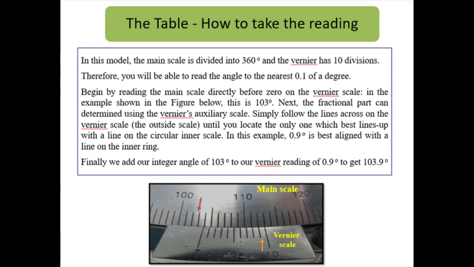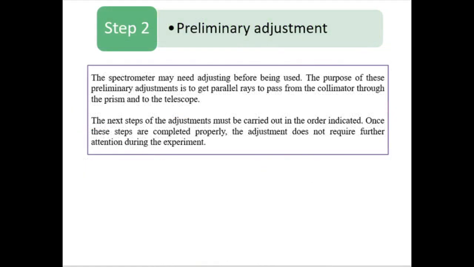In this model, the main scale is divided into 360 degrees and the vernier has 10 divisions. Therefore, you will be able to read the angle to the nearest 0.1 of a degree. In the example shown in the figure below, the reading you will get is 103.9 degrees. For each spectrometer experiment, the first step demonstrates how the spectrometer can be set for the commencement of the experiment.